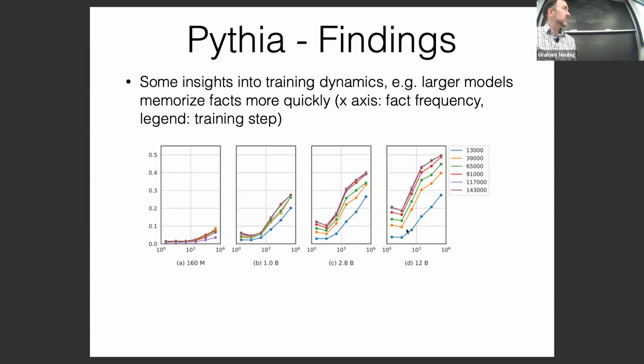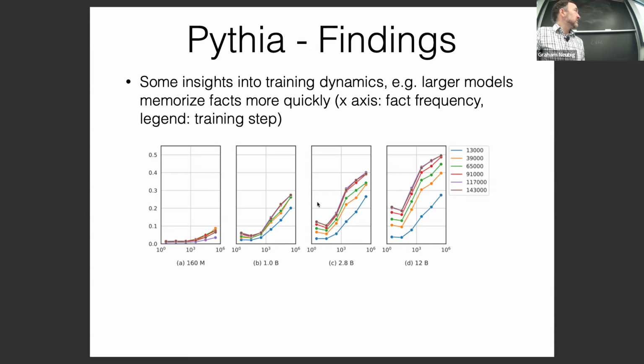The different lines here are different steps of the training process. So like 13,000 steps, 39,000 steps, et cetera, et cetera. And the x-axis here is the frequency of a fact in the training data. And the y-axis is question answering accuracy about that fact.